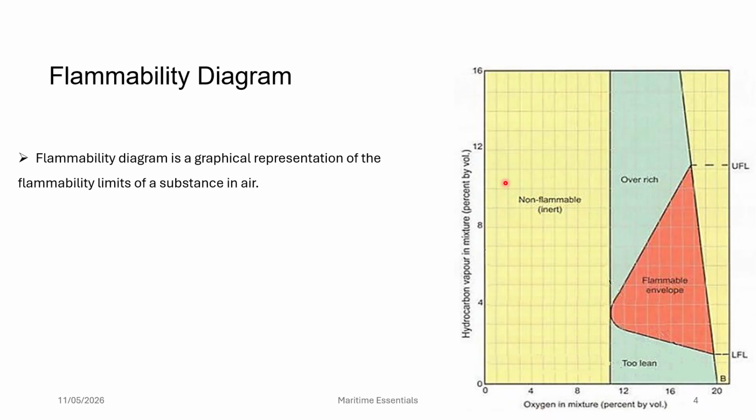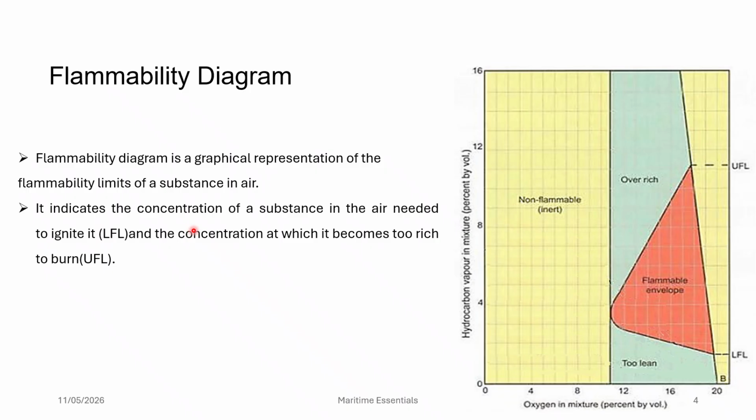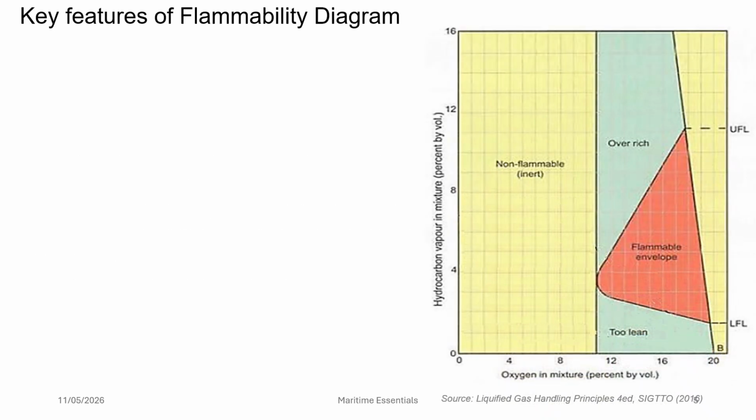And it is different for different cargoes, right? So this flammability diagram is a graphical representation of the flammable limits of a substance in air. It indicates the concentration of a substance in air needed to ignite it and the concentration at which it becomes too rich to burn, right? And obviously, the diagram itself varies for different flammable gases. Let us see the key features of this flammability diagram.